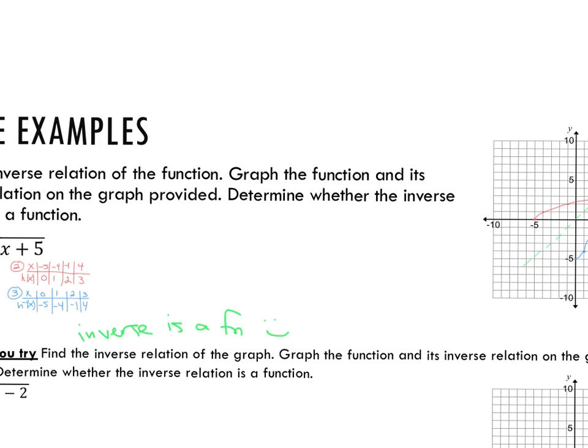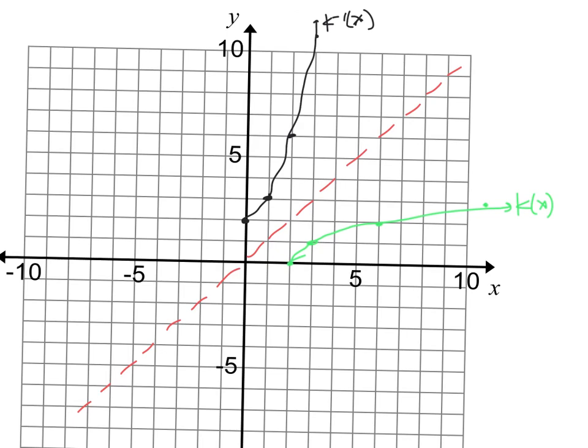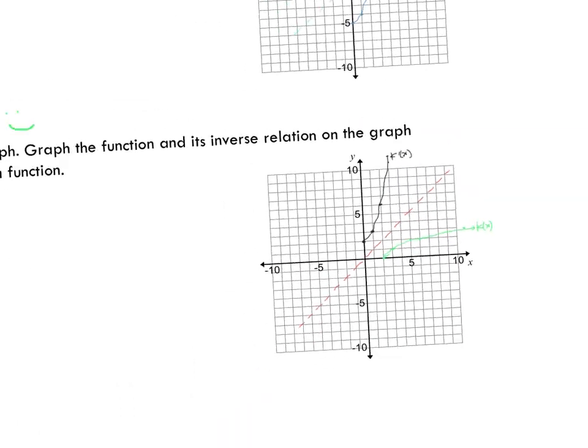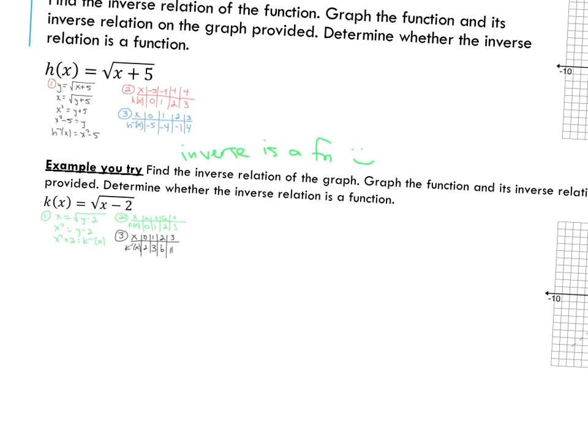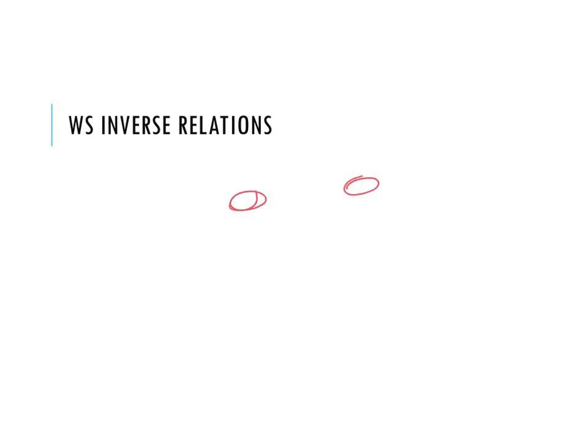The end. And you have the last one to try. See if you can do it. So hopefully this is the graph that you got for k of x and k inverse of x. And if we go look at our inverse work, notice that you should have gotten the inverse to be x squared plus 2. And finally, the inverse is a function. You're ready for practice. The end.